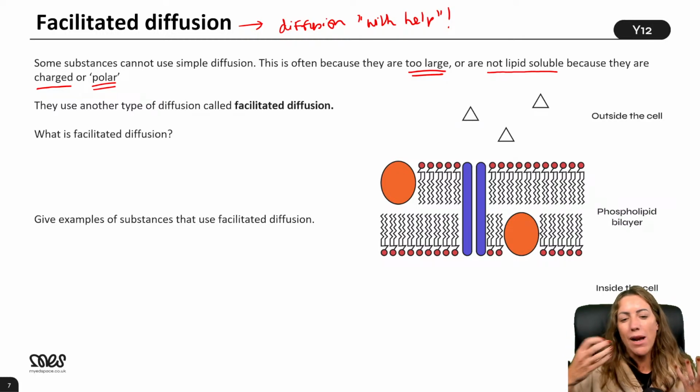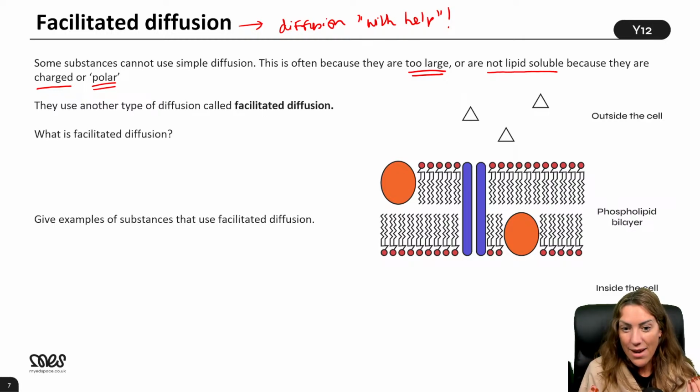Polar. For biology, I don't know whether you do this in chemistry and you might go into more detail, but for biology, we can just think of it as they have a charge. Like the North and South poles on a magnet. So if something is too big or it's got charges or it's not lipid soluble, it's not going to be able to use simple diffusion.